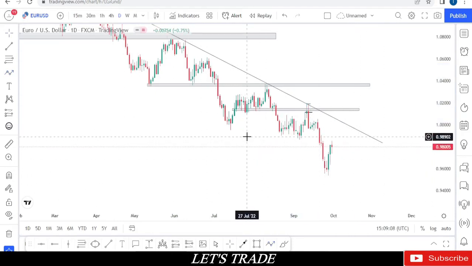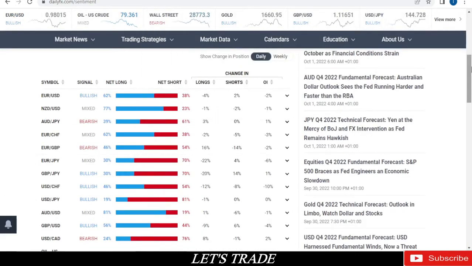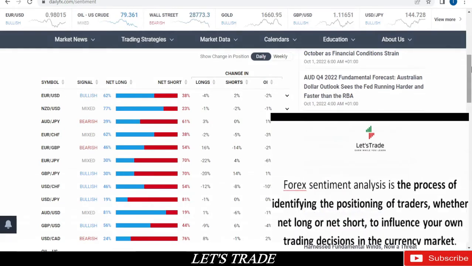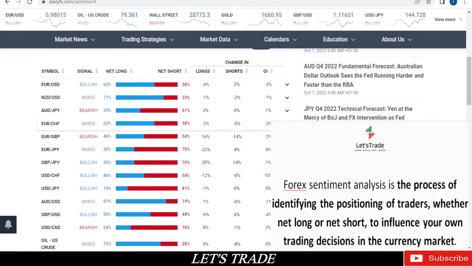But before we go into the charts proper, let's look at something interesting. I usually don't look at sentiment analysis, which is called client sentiment. Okay, IG is a popular broker in the United States, so they tend to show what positions their traders are currently on. As you can see, for instance, this is Euro USD. So the Euro is bullish by 62% and USD is bearish by 38%.